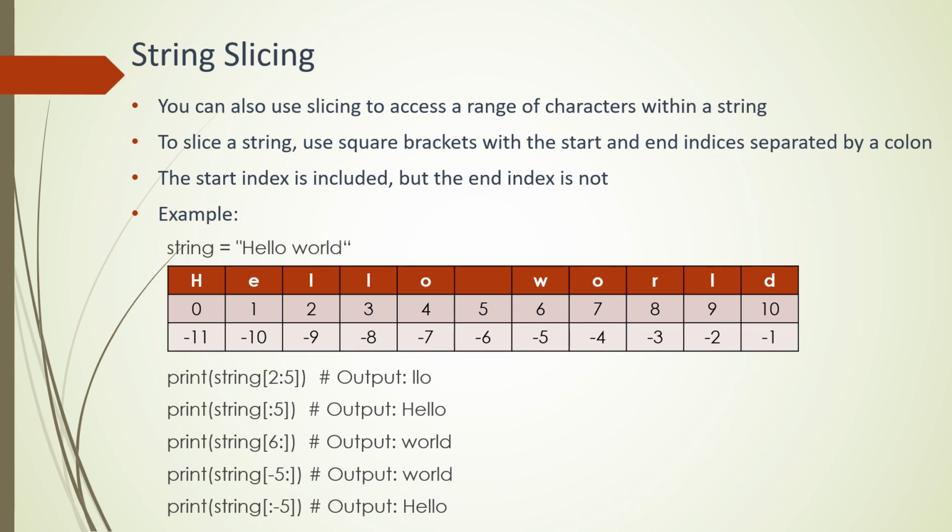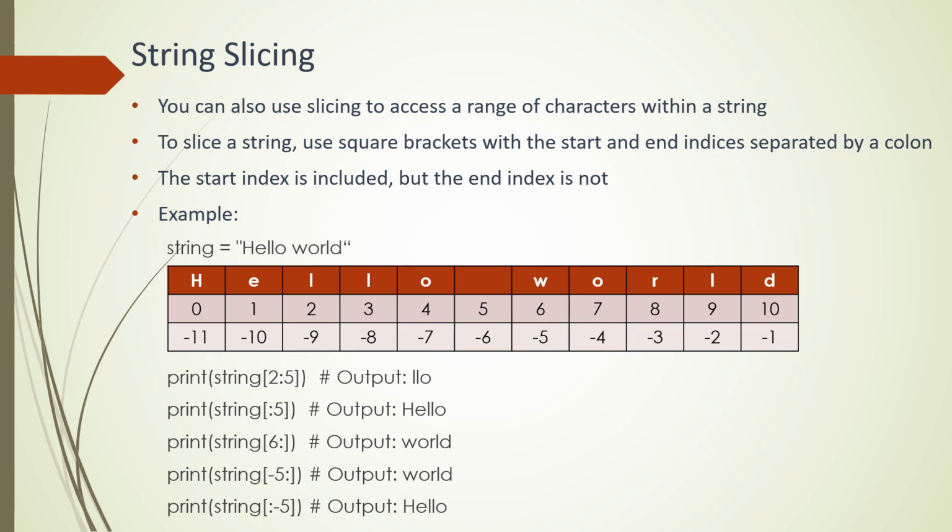If you want to print the first 5 characters, set the start index to blank and the end index to 5. The output will be hello. If you want to print the last 5 characters, set the start index to 6 and the end index to blank. The output will be world.